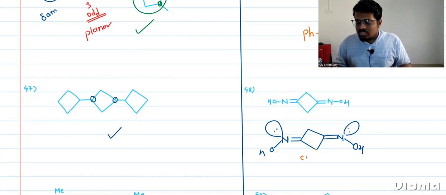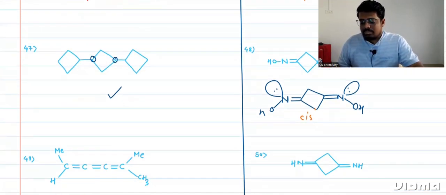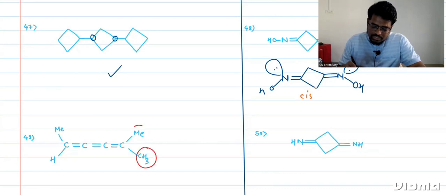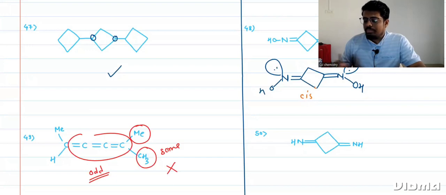Now this form is known as what? Cis form, where lone pair lies on same side. Lone pair lies on same side is known as a cis isomer, and if the lone pair lies on opposite side, then known as a trans, right? Yes. Next, 49. In 49 methyl groups are identical. The system contain odd number of double bond, but yeah, it is planar. But these groups are same, so no geometrical isomer, not possible.